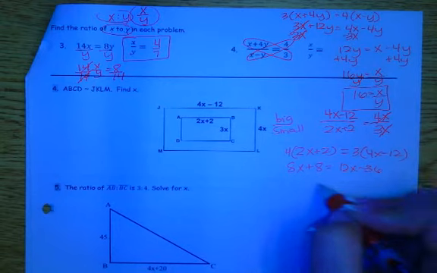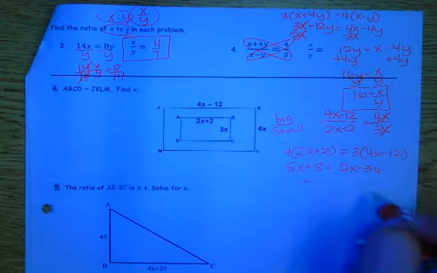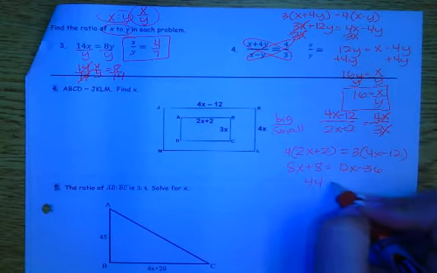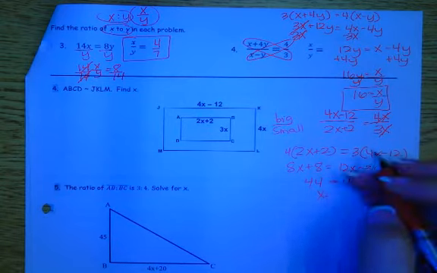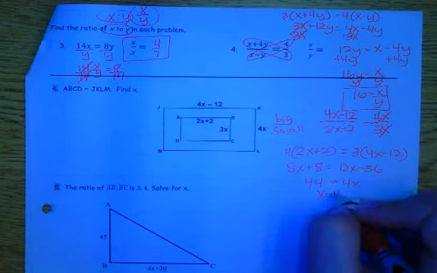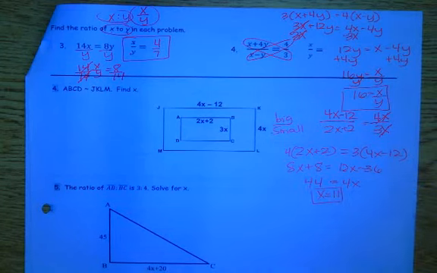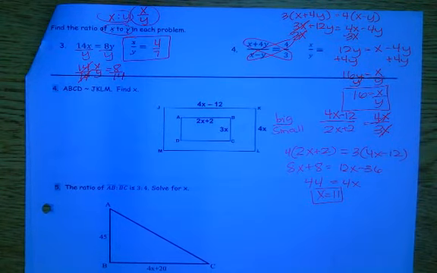What'd you guys get for x? What'd you get? 11. Questions on 4? Questions?